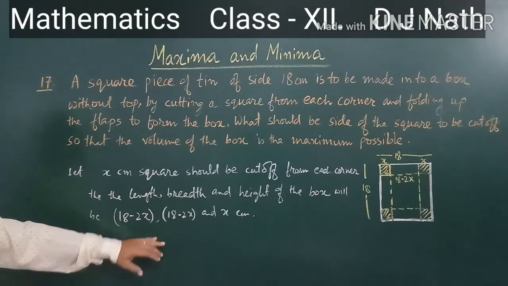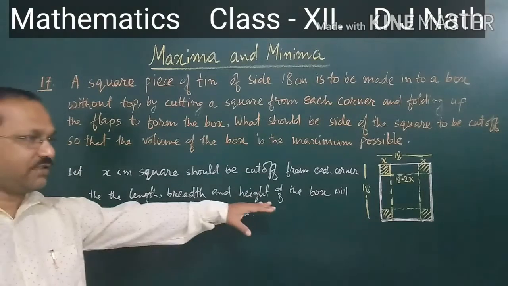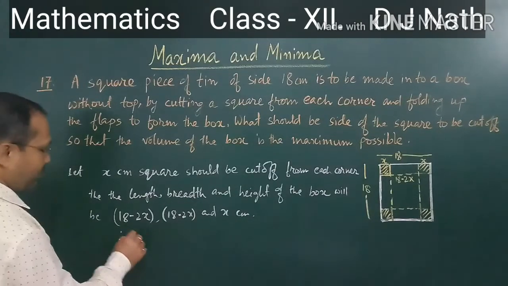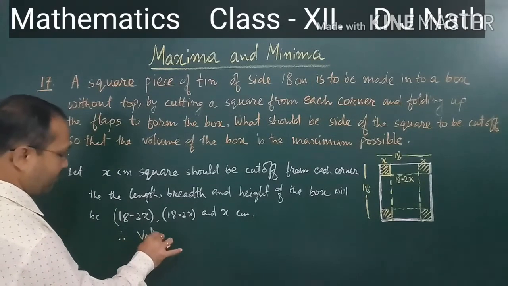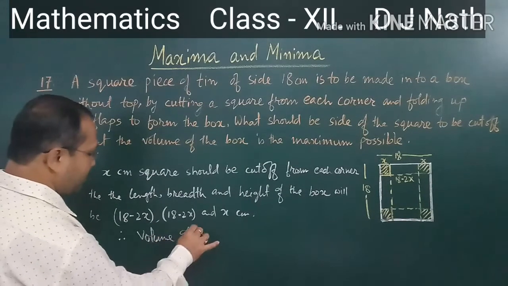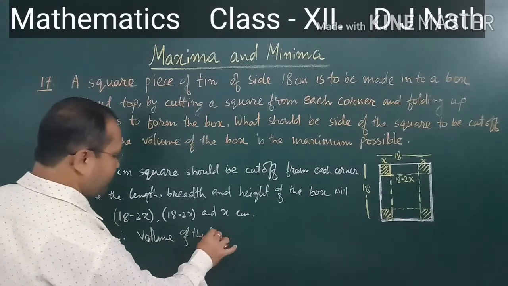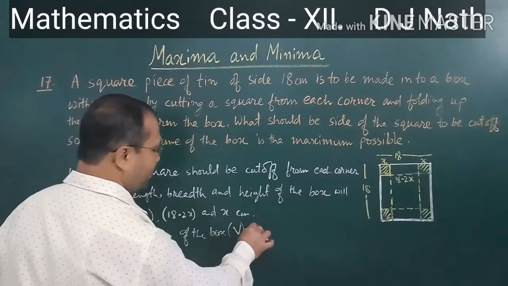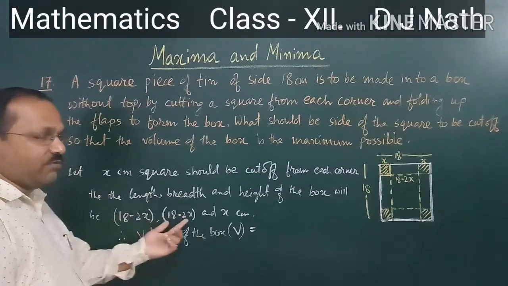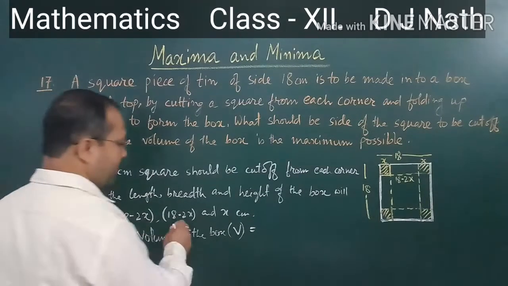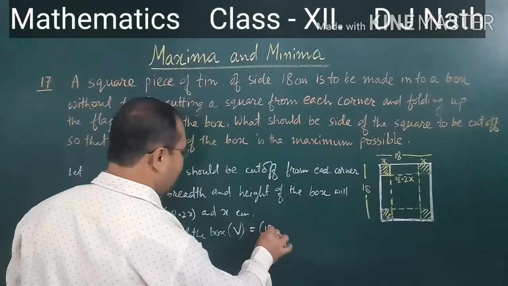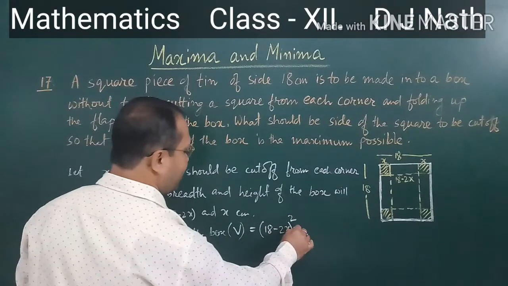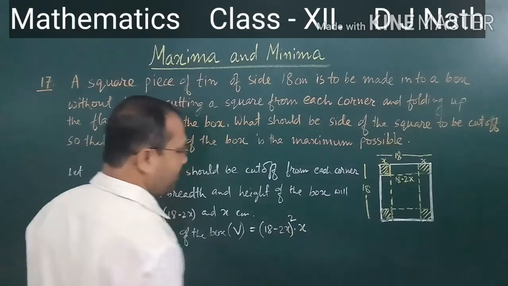Then what will be the volume? It will be a cuboid. Therefore the volume of the box, with V as the symbol, will be V equals length into breadth into height. So it is 18 minus 2x into 18 minus 2x into x. This much centimeter cube.